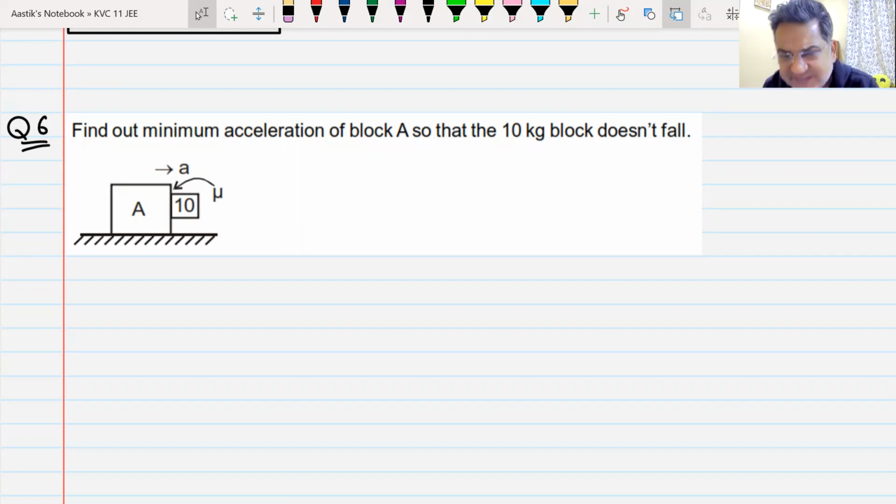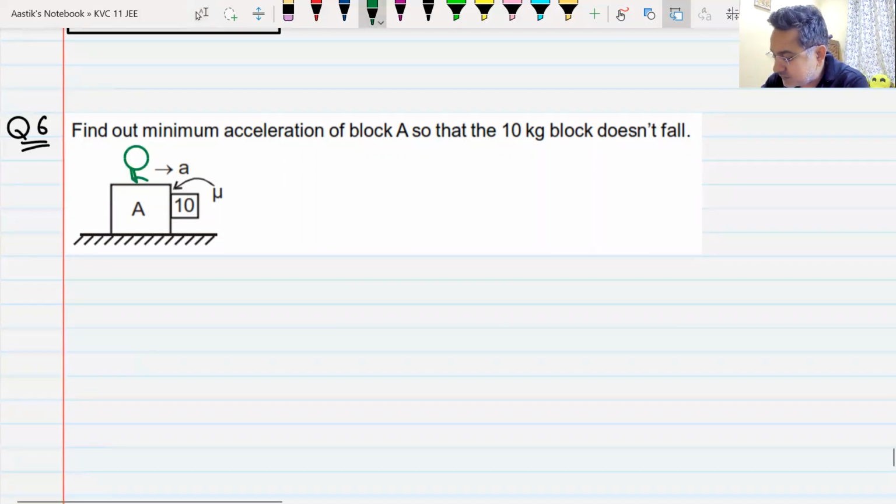How are we supposed to do this? Now remember, this block A is accelerating. What is the best way to solve this problem? From which frame of reference should I solve this problem? I can solve it from the ground also. But the easier way for me is to sit on the top of this.